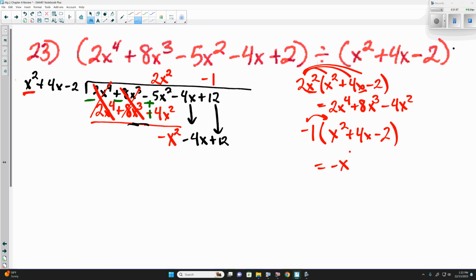And we distribute the negative 1. Negative 1 times x squared is negative x squared. Negative 1 times 4x is negative 4x. Negative 1 times 2 is plus 2. Oh no, I wrote 12 originally. That should be 2.